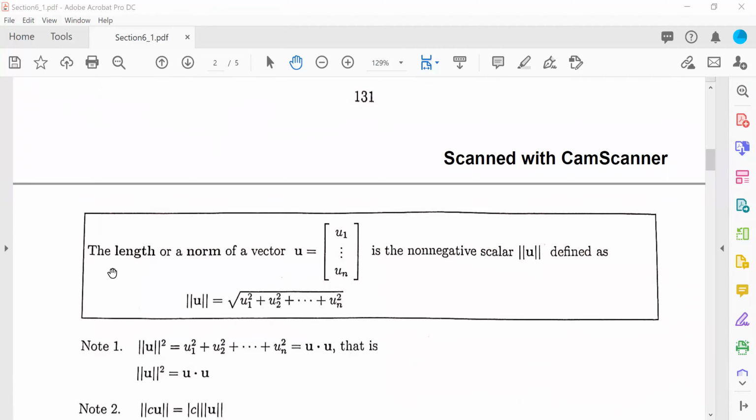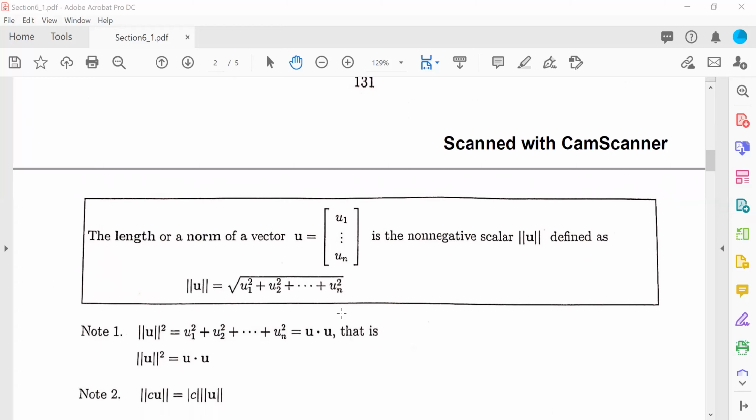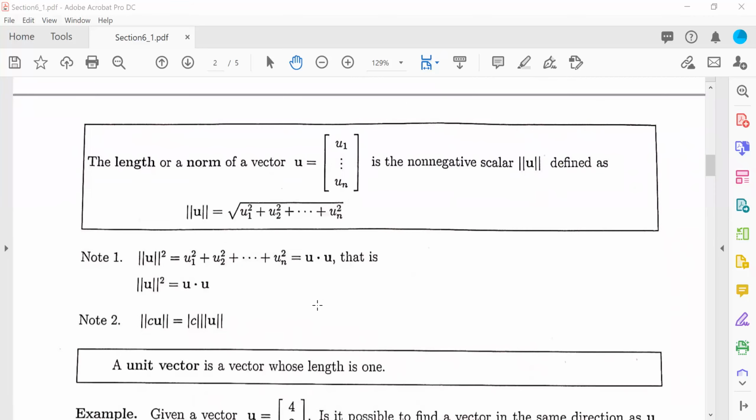The length or norm of a vector u is a non-negative scalar. We denote it with the two straight lines. We call it the norm, a general definition of length. It's defined as the square root of u1 squared plus u2 squared, and so on. If you square both sides, the square root and the square cancel out, and we get this one. Where did we get this? The length should be straightforward.